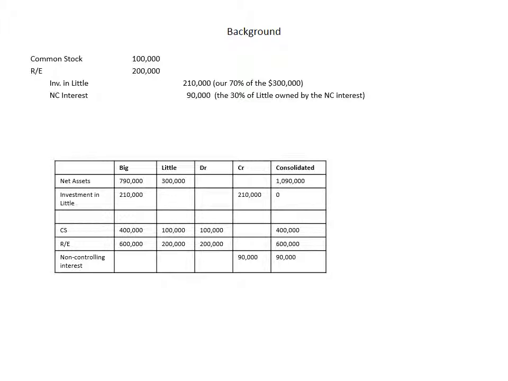Now I apologize, some of these tables we're going to be doing, to get them to fit in the PowerPoint presentation, I had to use fairly small fonts, so I apologize in advance. Also, I had to abbreviate a little bit in terms of the account titles in the worksheets.